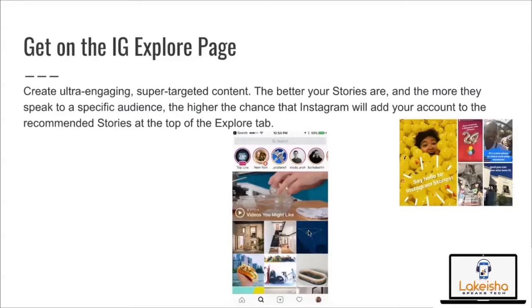Now, the better your stories are and the more they speak to a specific audience, because he does stories. What type of stories are we talking about? On Instagram, are you familiar with Snapchat or not really? No, not at all. So on Instagram, guys, you're actually able to create a story.